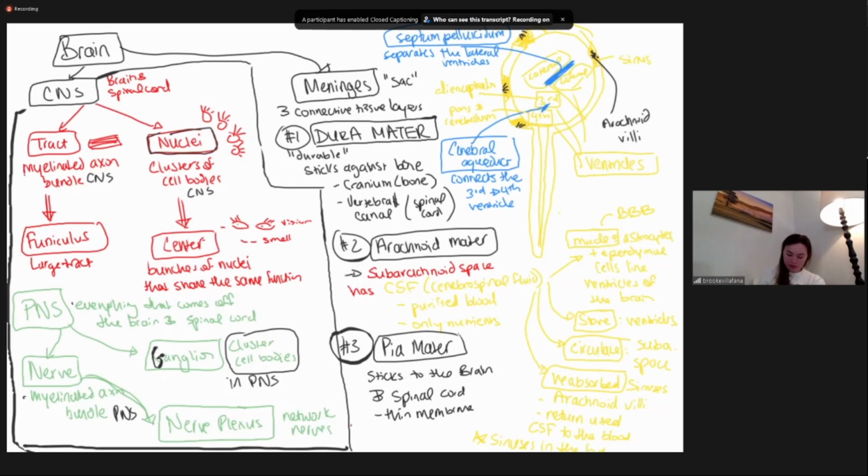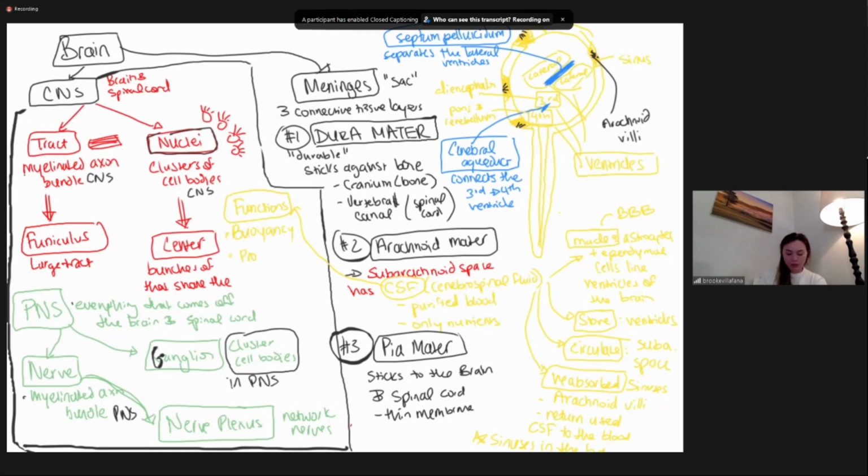Before we leave this page, CSF does have some different functions. I'm going to do this so that I can write them right here because I don't really want to leave the CSF page. So this is pretty simple. So functions of CSF: it provides buoyancy, which means it helps your brain float and not get damaged.